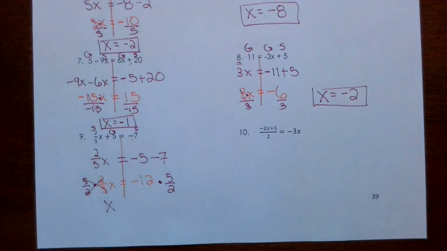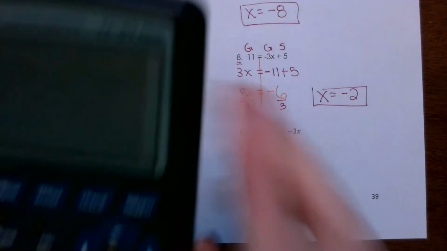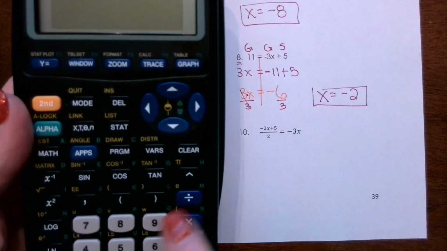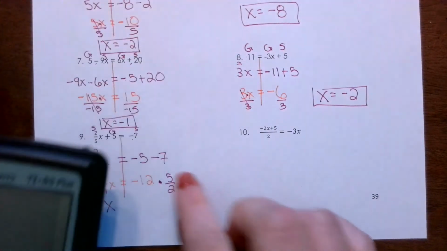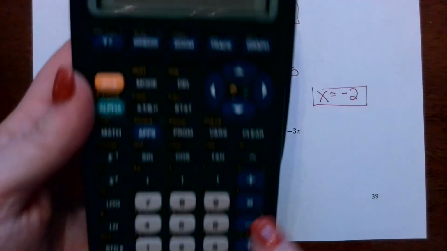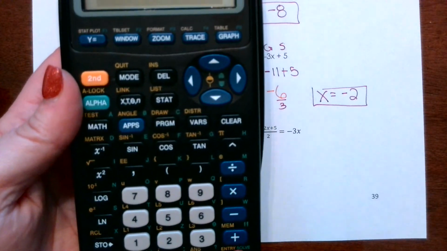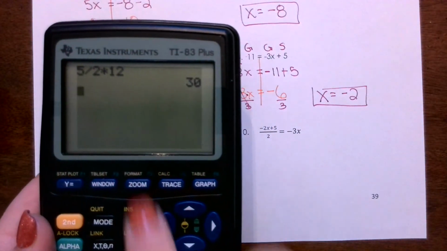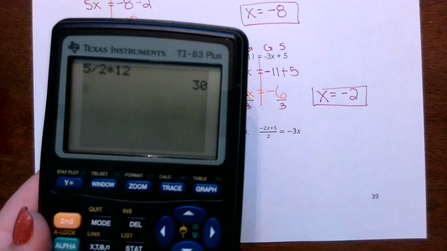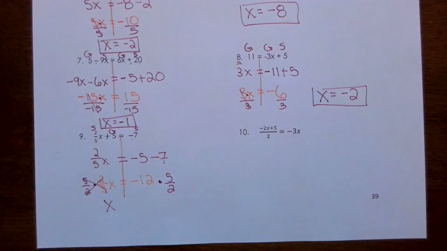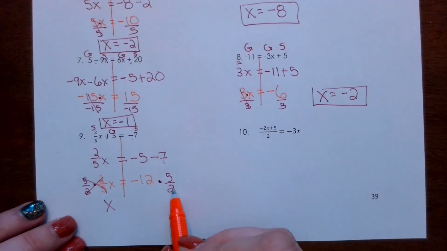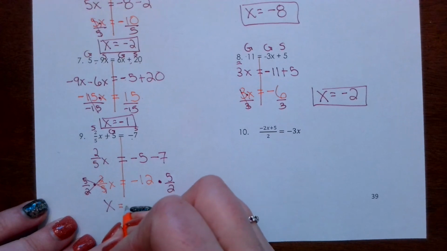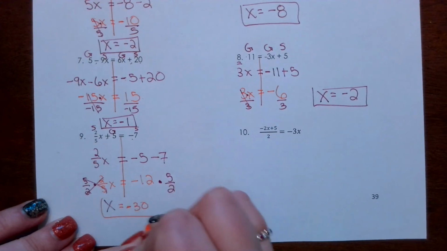I'm going to remember to put my fraction in the calculator first. I get 5 divided by 2. And then I'm going to multiply it by 12 times 12. And I will get 30. 5 divided by 2 times 12 is 30. It's a negative times a positive, so it equals negative 30.